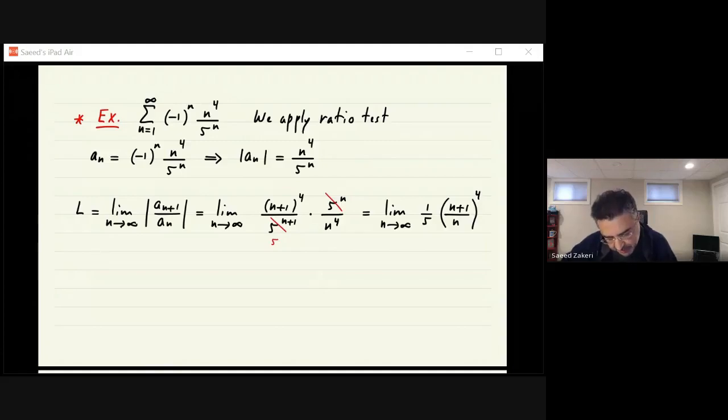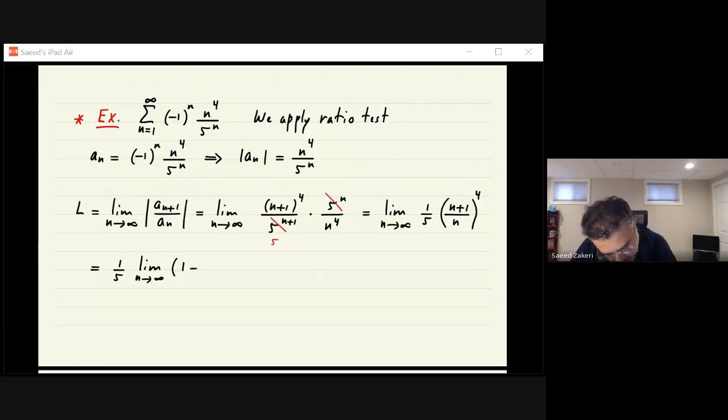Now, can you tell me what happens? So this is a fixed number as n goes to infinity, and this is a fixed exponent. What happens to n plus 1 over n as n goes to infinity? What is the limit of n plus 1 over n? Exactly, it's 1. And since this is a fixed exponent, it's not going to infinity or anything. It's just 1 to the fourth, which is 1. So maybe I can write it as 1/5 the limit as n goes to infinity.